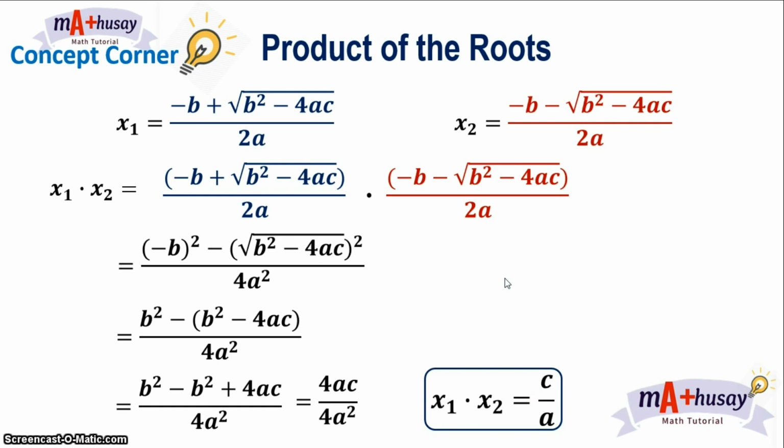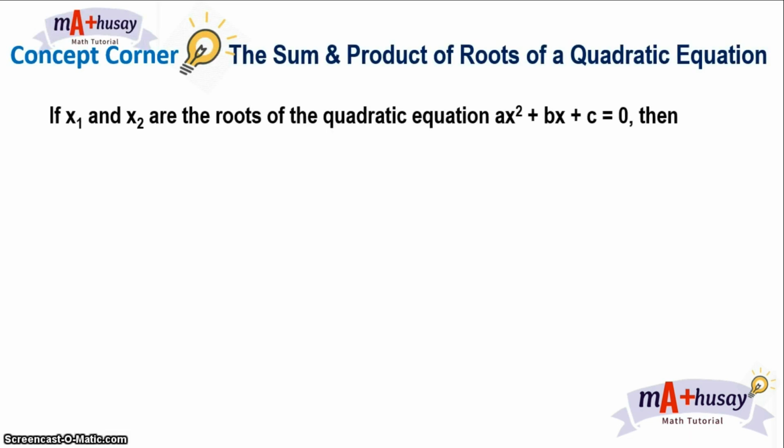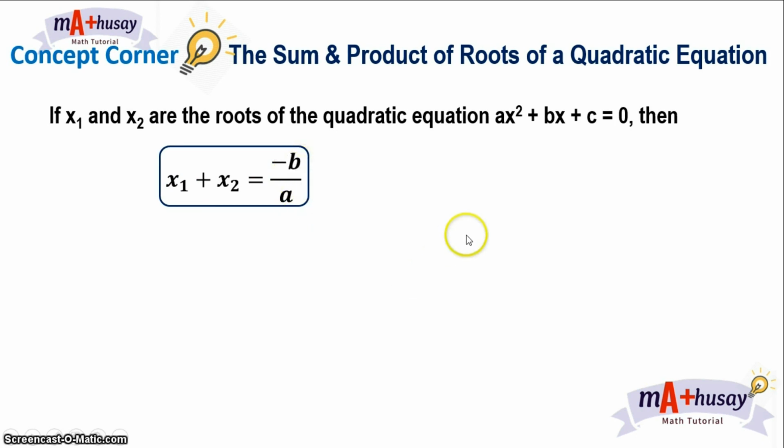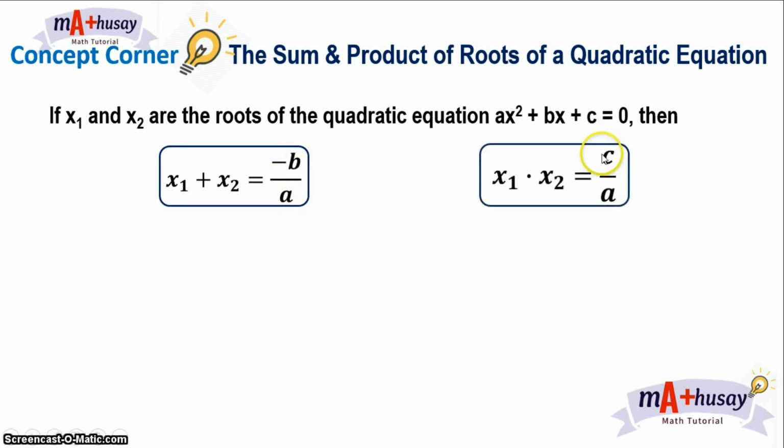So in summary, if we have x sub 1 and x sub 2 as the roots of quadratic equation ax squared plus bx plus c equals 0, then you can find the sum and the product of the roots of the quadratic equation using this formula. So the sum is equal to negative b over a, and the product is just c over a. So that is the relationship between the coefficients and the roots of a quadratic equation. So we can use these coefficients to directly solve the sum and products of the roots.